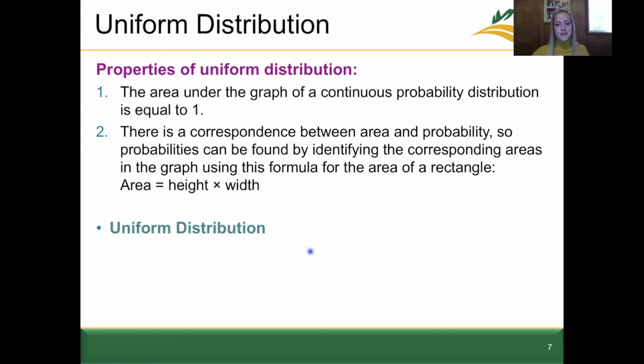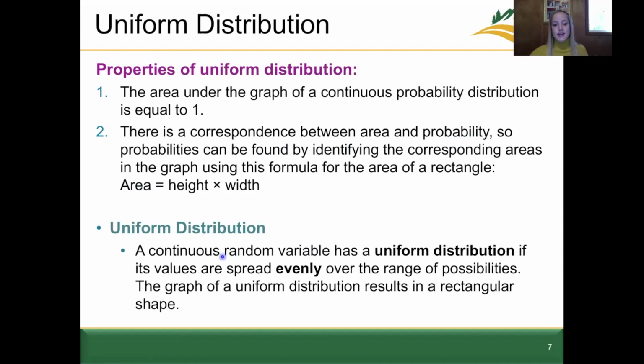Next, to define a uniform distribution: a continuous random variable has a uniform distribution if its values are spread evenly over the range of possibilities. The reason we can do this math of height times width equals area, which is the formula for a rectangle, is because the graph of a uniform distribution results in a rectangular shape. There's an example of this in your student outline. We'll also look at the shape of a uniform distribution in 2 slides from now.